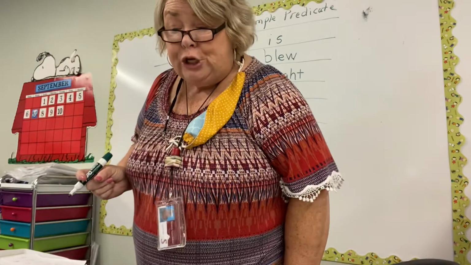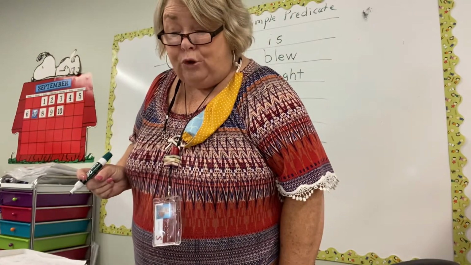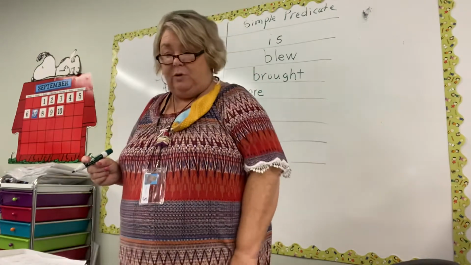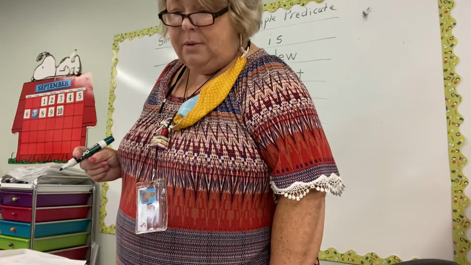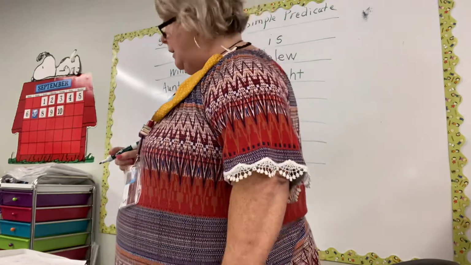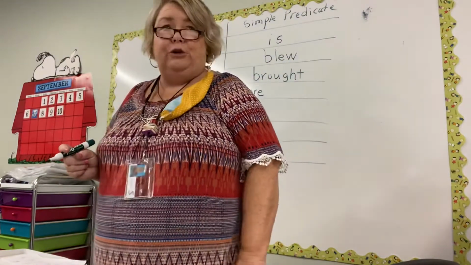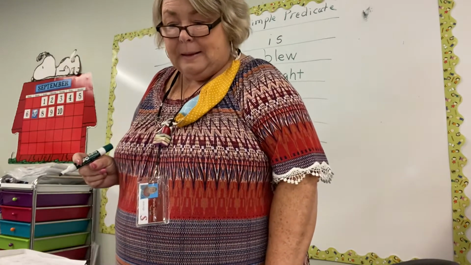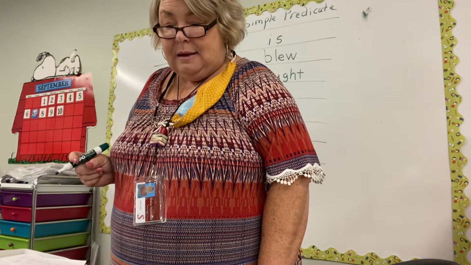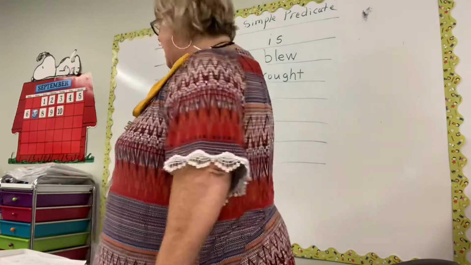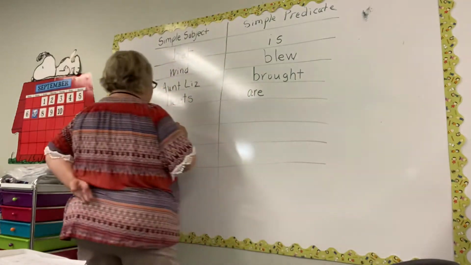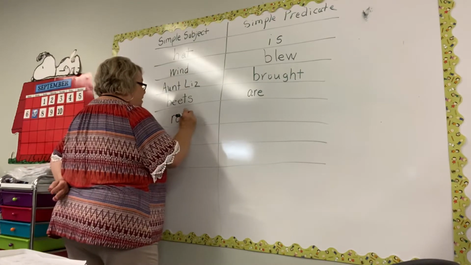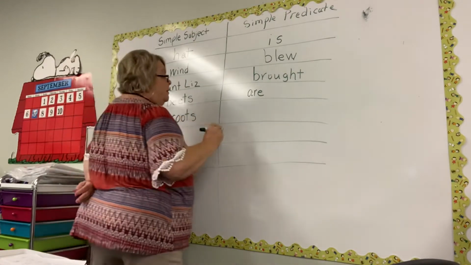Okay, number 2. Sugar beet roots look white. Where would we split that sentence, beautiful? Between roots and look. Everyone draw your line between roots and look. Beautiful. What would we put on our diagram? What is the simple subject? Roots. And what is our simple predicate?